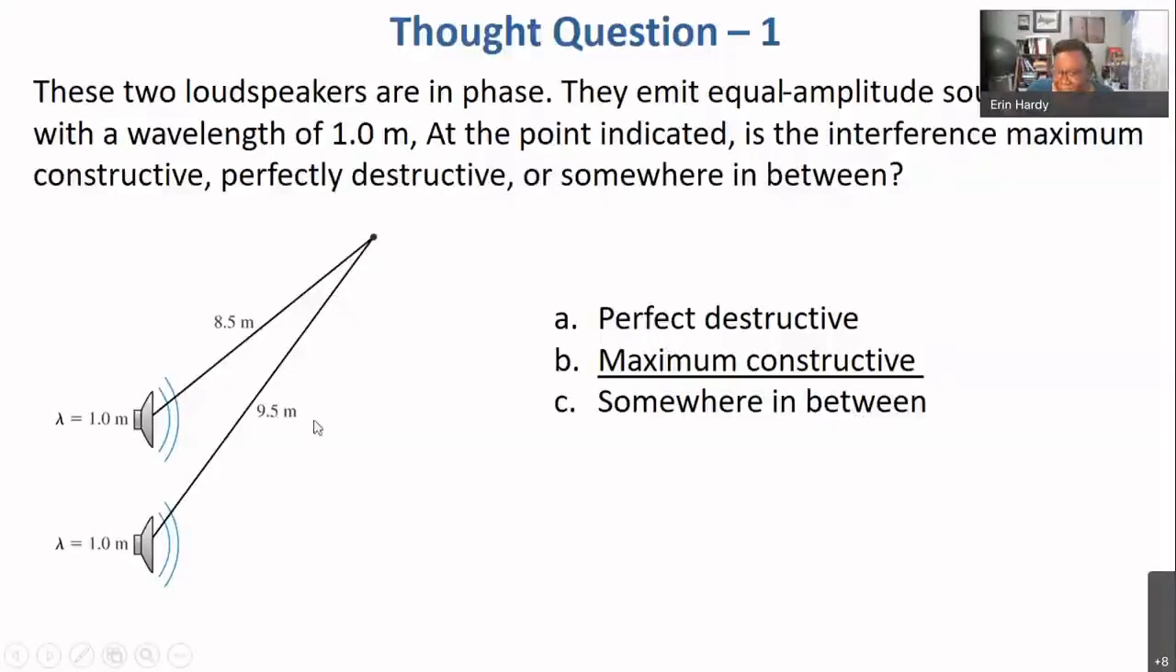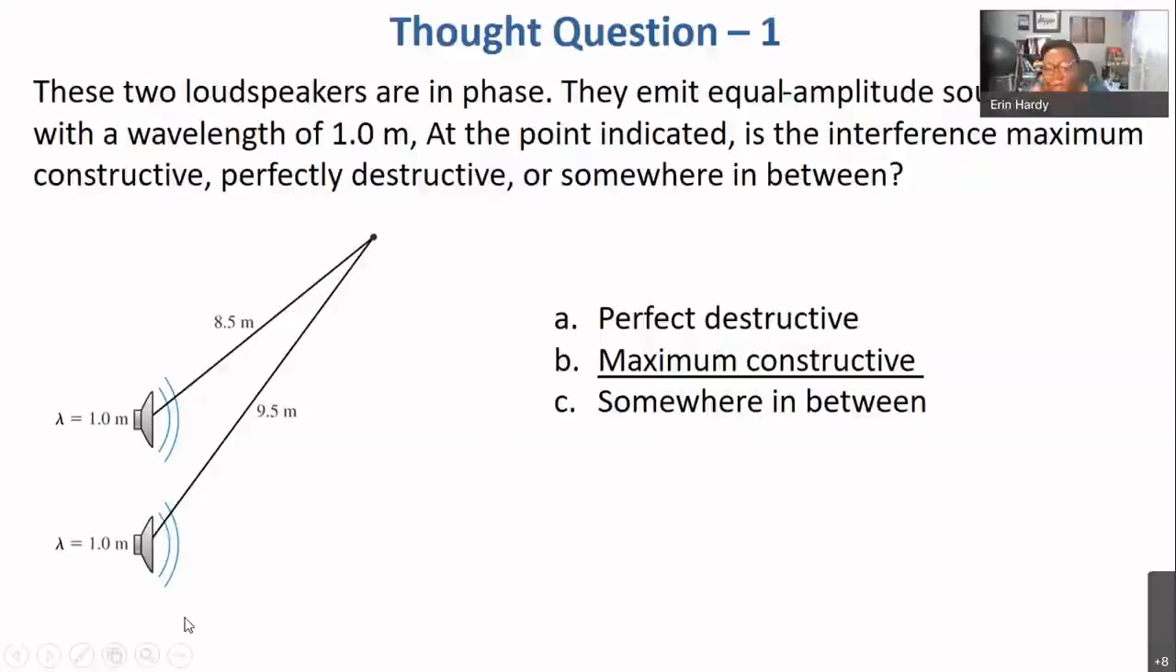So in other words, the path length difference is what we were evaluating here, that delta R, and that would be 9.5 minus 8.5. You're left with 1. 1 is an integer multiple of the wavelength, so this is maximum constructive.